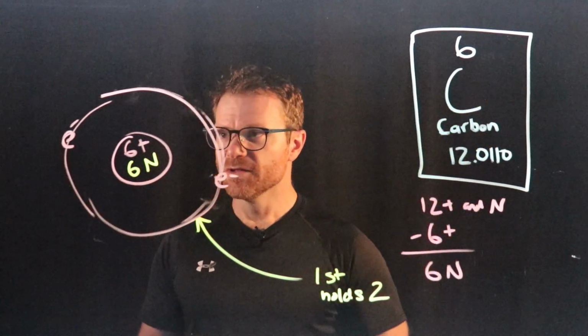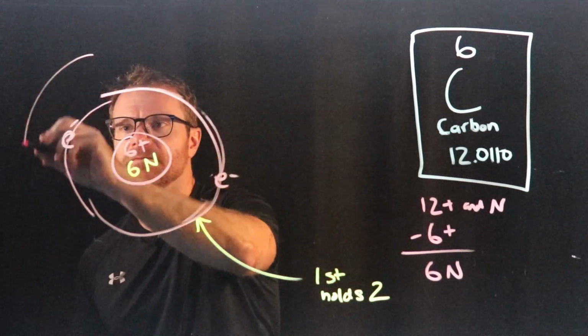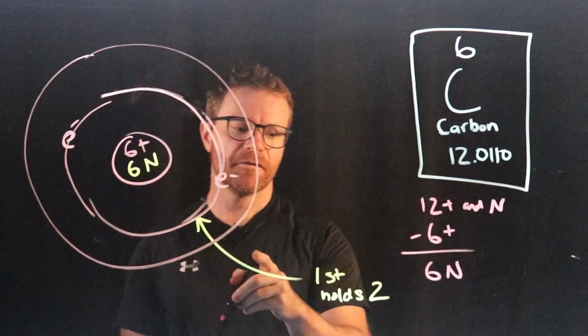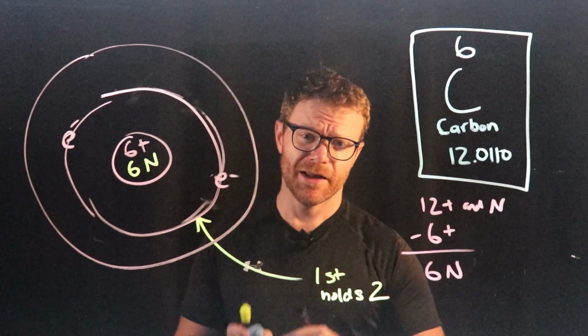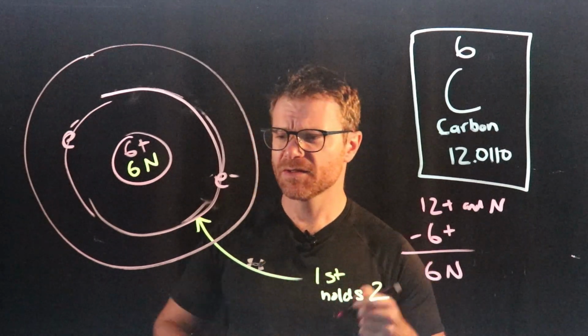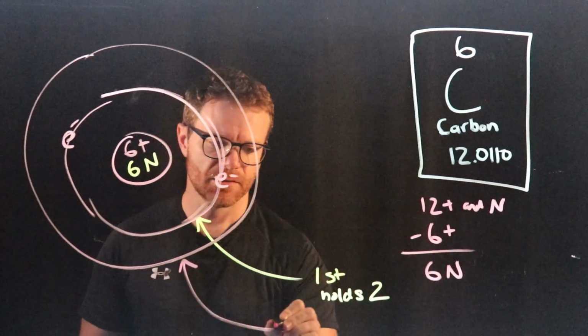Okay, now I've only put 2 electrons in, and I know I have a total of 6 electrons, so that means I need to use an additional energy level. Now that first energy level can hold 2, but every energy level after that, at least for representative elements, is going to hold 8.